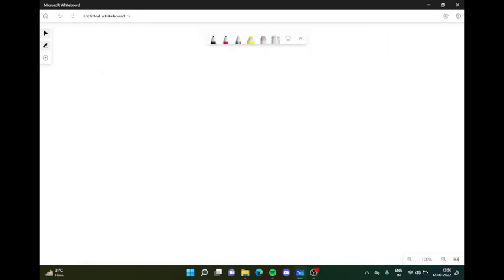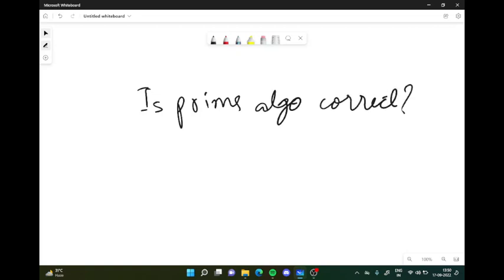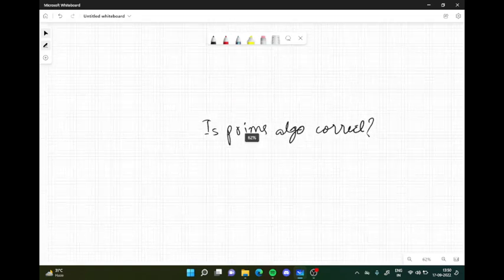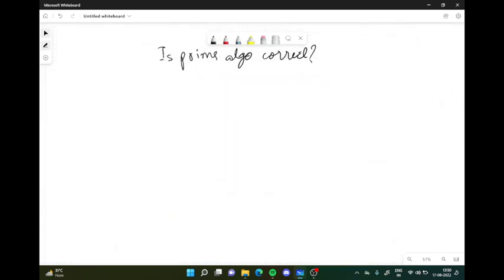So from the last video, I'm sure you're wondering this question. Is Prim's algorithm correct? That is, there's this greedy algorithm of going edge by edge, only taking the cheapest edge at every time step, always going to compute the minimum spanning tree of the graph.